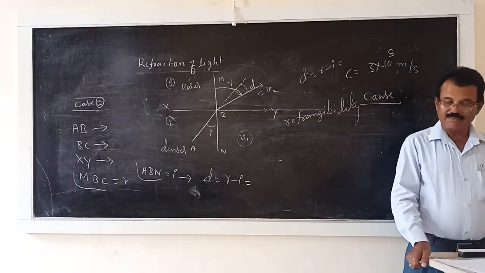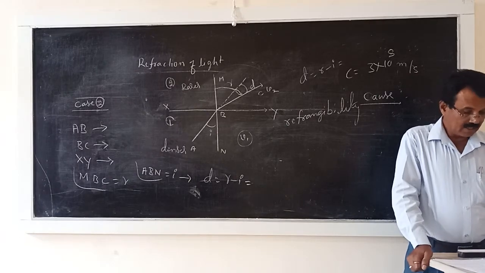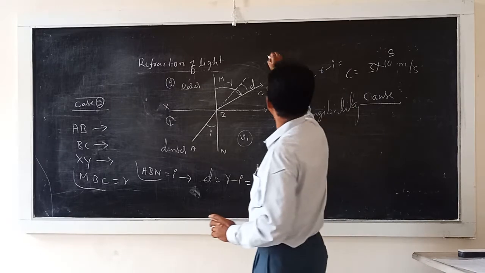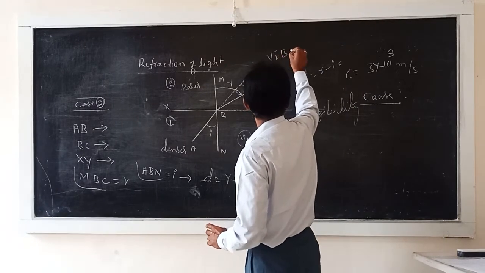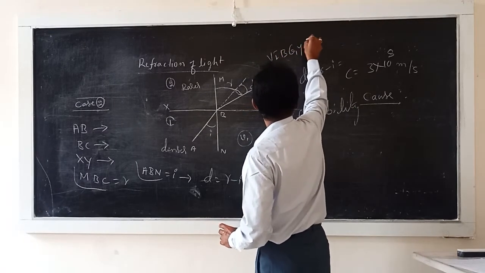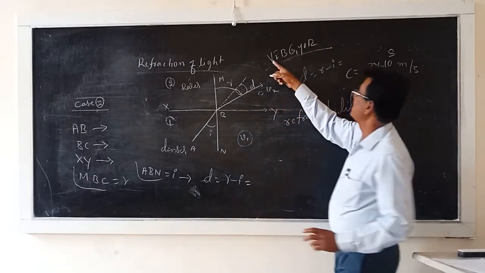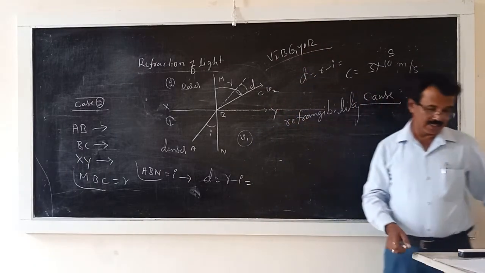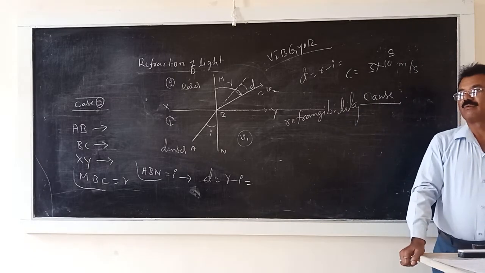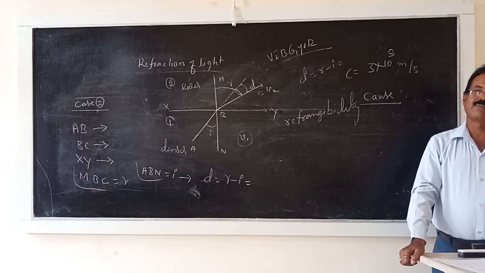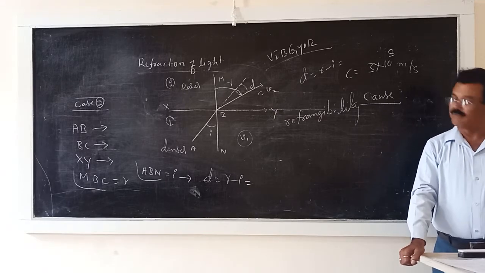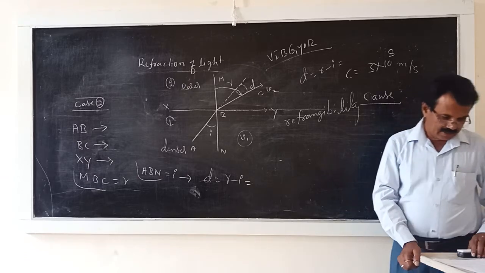The refrangibility is different for different colors, in the order of violet, indigo, blue, green, yellow, orange and red. So the deviation, or bending, is different for different colors.